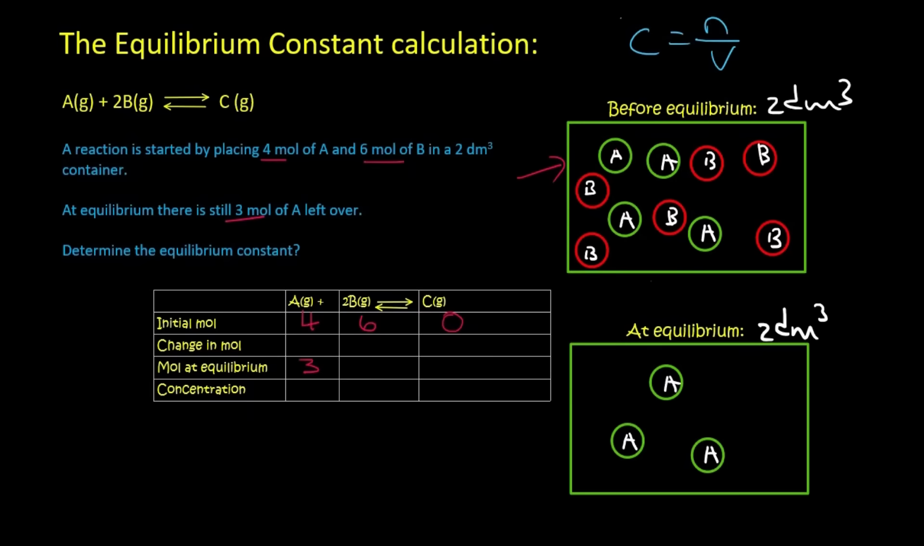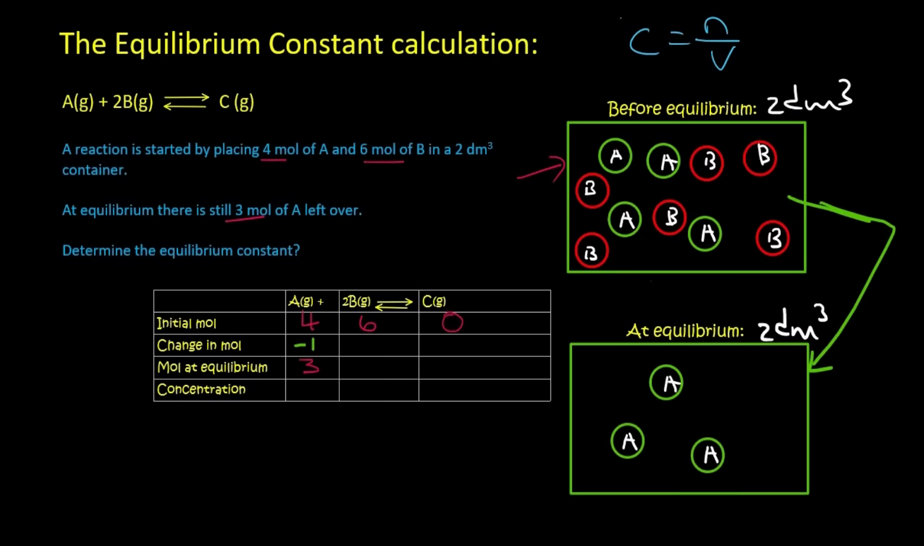Now the next part is the most important. How do you get from 4 to 3? Well, you have to minus 1. Now it's extremely important that you understand where that minus 1 went. That is the minus 1 for A that was used up when going from the beginning to the equilibrium point. So we lost 1 A while going from the initial to the equilibrium.